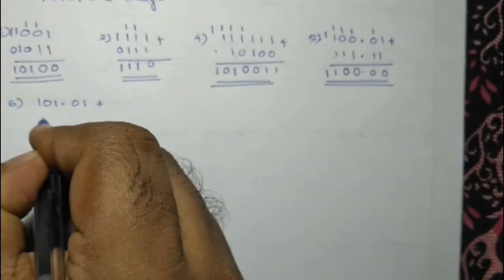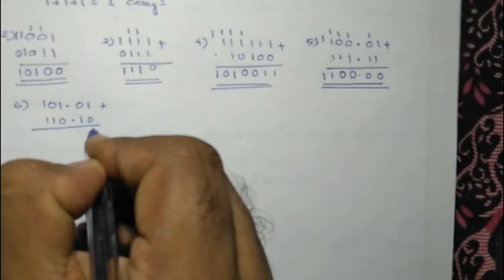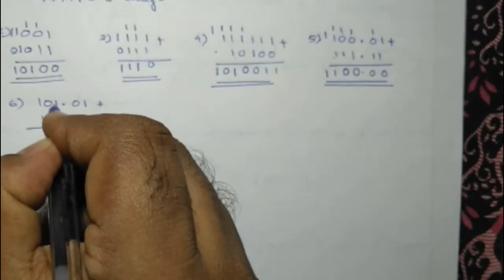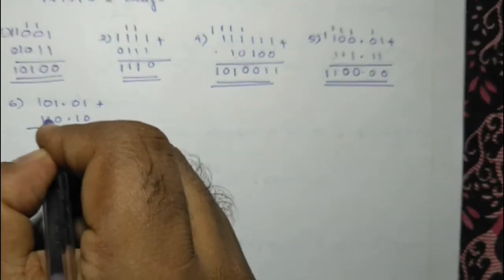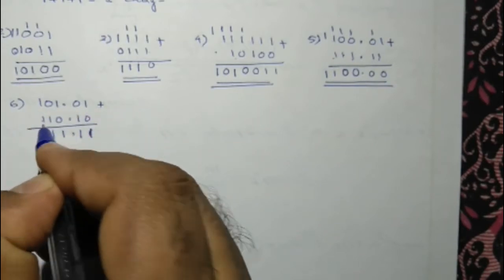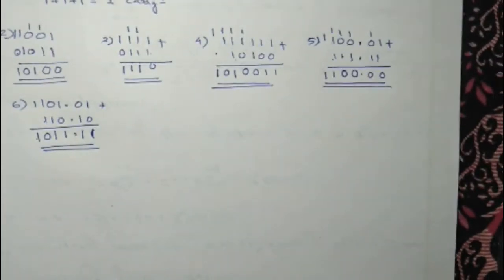Let's conclude our discussion on the addition with a final example. 101.01 plus 110.10. 1 plus 0 is 1. 0 plus 1 is 1. 1 plus 0 is 1. 0 plus 1 is 1. 1 plus 1 is 0 with a carry 1, which makes a 1 here. So this is your answer. So this is how we do binary addition.